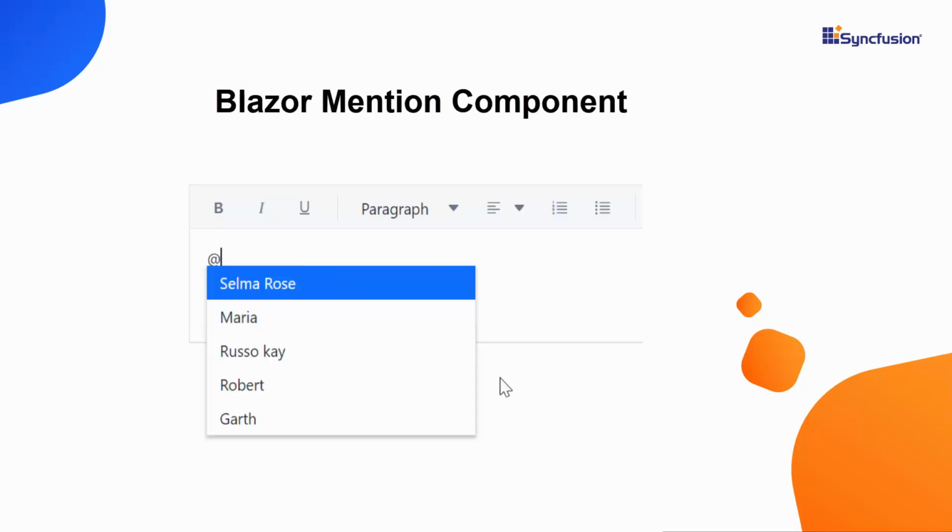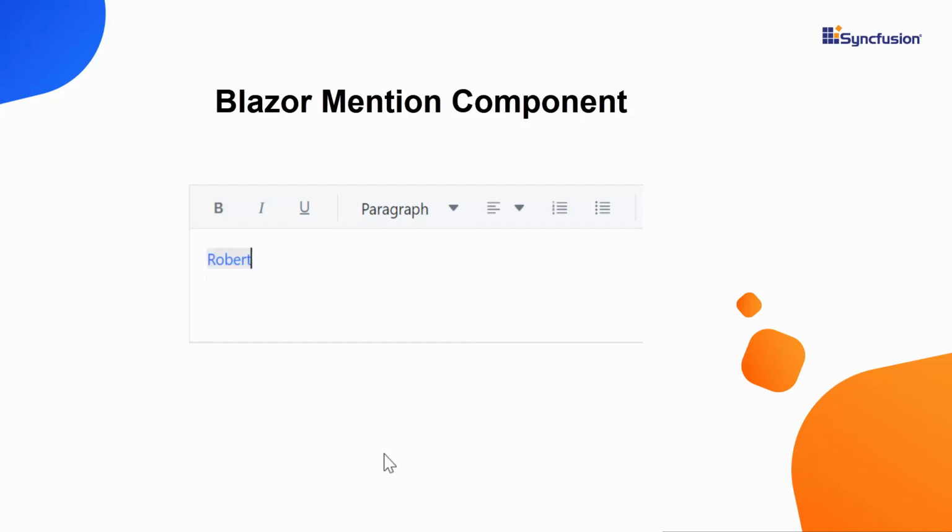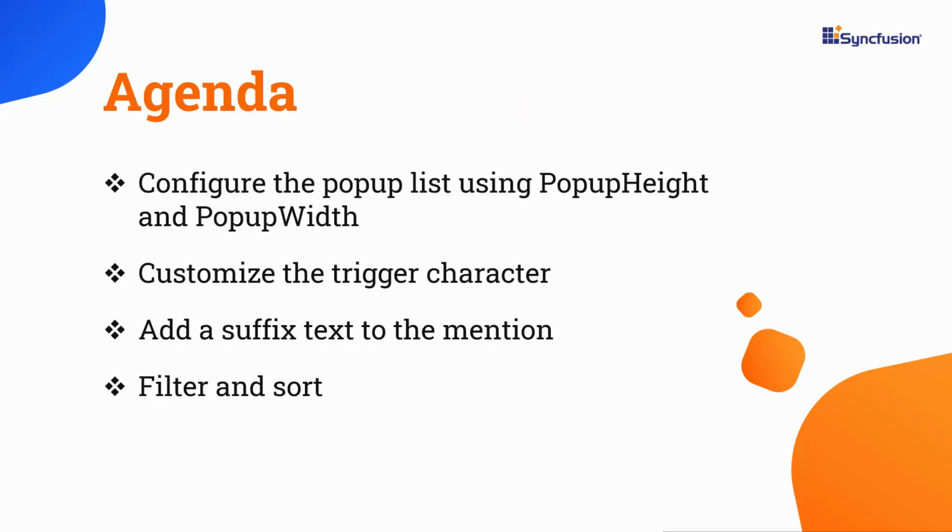Using the Blazor Mention Component, you can enable the mentioning of individuals, groups, or entities within a text input field, usually in a messaging or social media context.